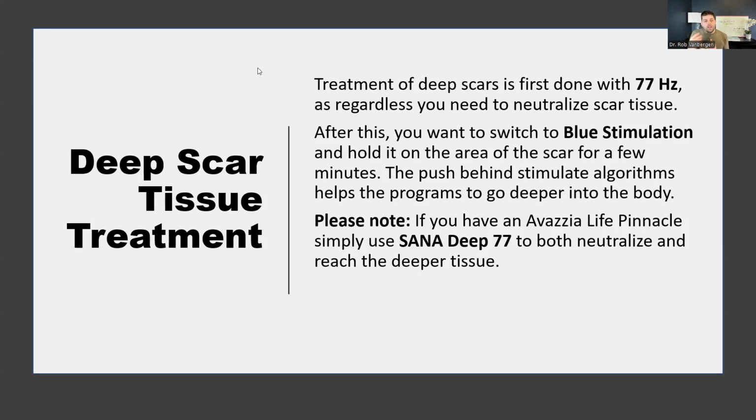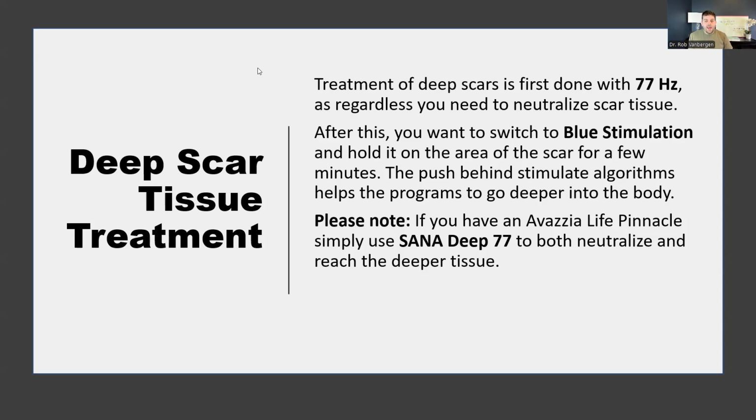This is because stimulation programs in our machines have essentially got extra push behind them in the form of pulses and other features that make them go deeper, kind of like swinging down and up and down and up. So you're going to hit those deeper spots fairly easily, but you want to hold it in place to allow it to kind of keep digging deeper and deeper.